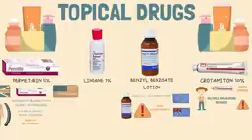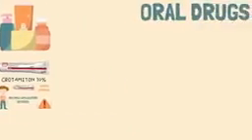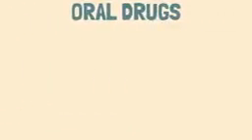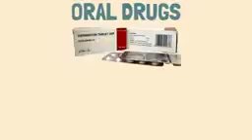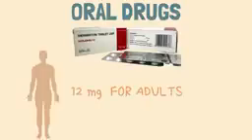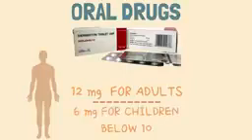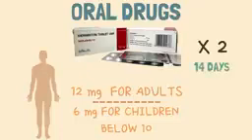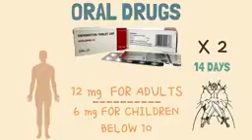Now let's look at the oral drugs that are used for treating scabies. The most common oral drug that is used is ivermectin. Ivermectin is prescribed as a single dose of 12 mg for adults and 6 mg for children below 10 years of age. Often a second dose of ivermectin is given after 14 days. A second dose is required to kill all the eggs of the mite, which can hatch after some time and can lead to a relapse.